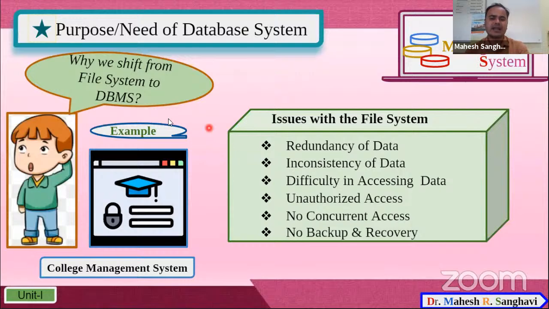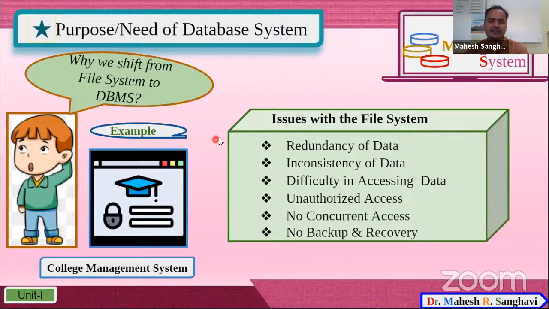All these things are available in a DBMS, not in a file system. Now I'm just repeating the disadvantages of the file system. Redundancy of data is always there, inconsistency of data is there, and there is difficulty in accessing data because data is scattered into various files. Unauthorized access is always there in a file system, because once the password of a file is known to any user, that user can manipulate the data easily. No concurrent access is available in a file system, and backup and recovery is not an easy task.